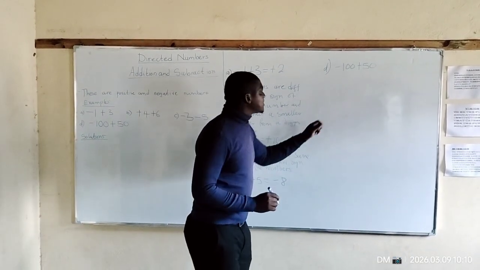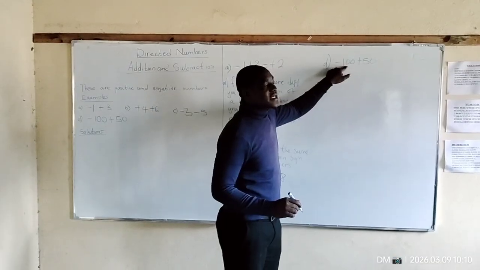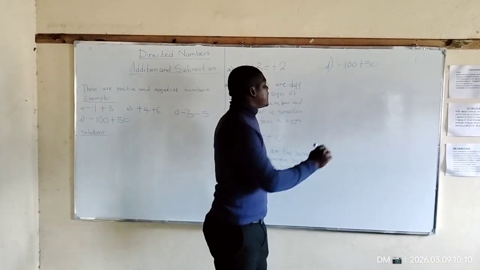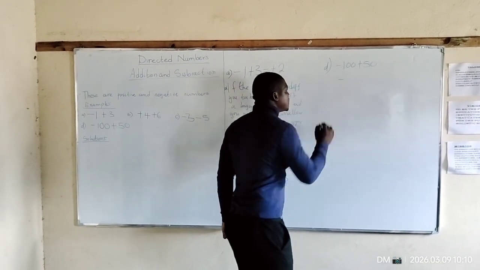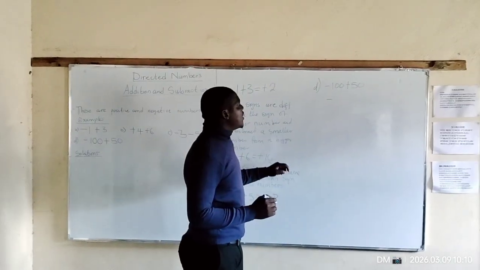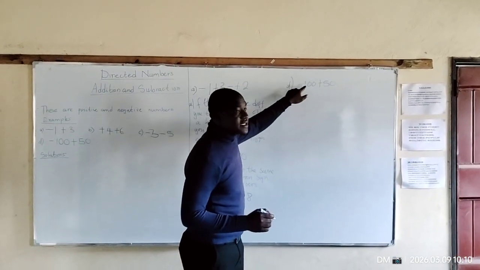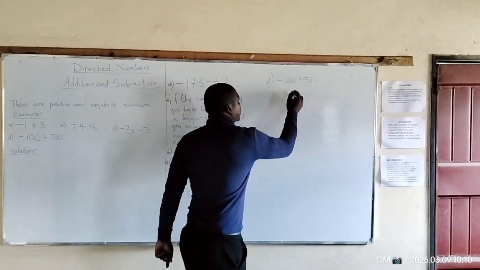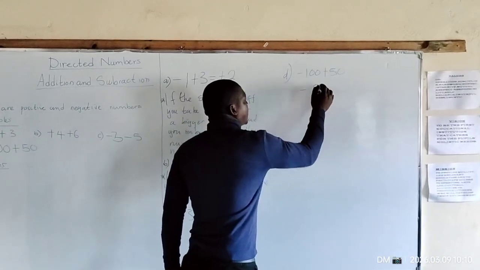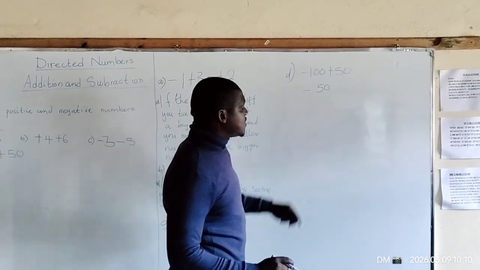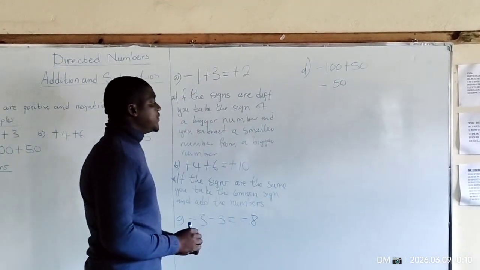In this case, the bigger number is 100. So the sign of 100 is negative. So you take the sign of the bigger number. You are saying 100 minus 50 to get 50. So our answer is minus 50, our final answer.